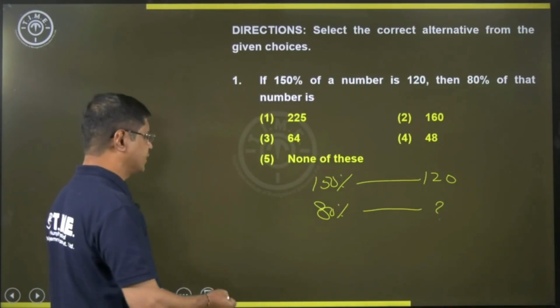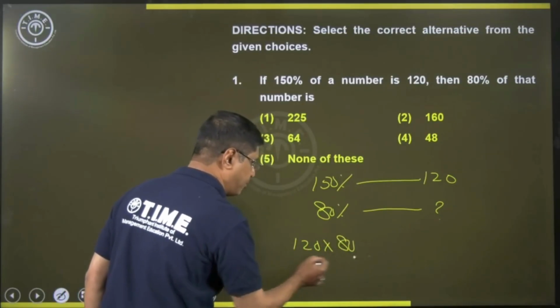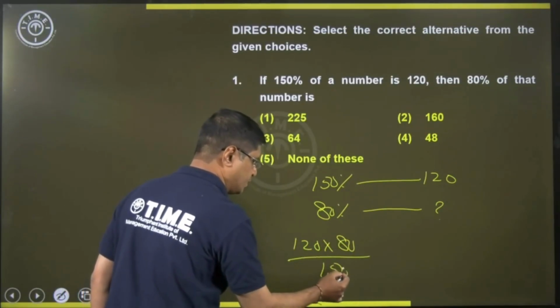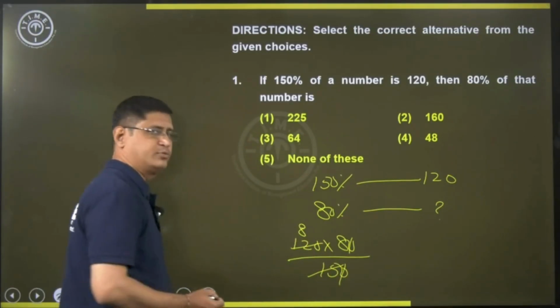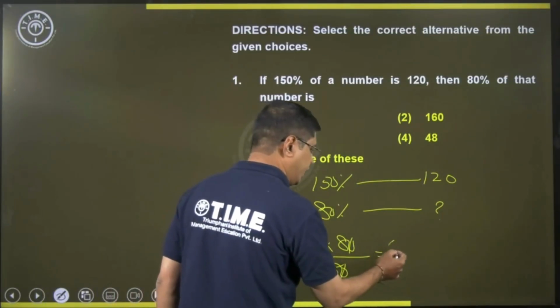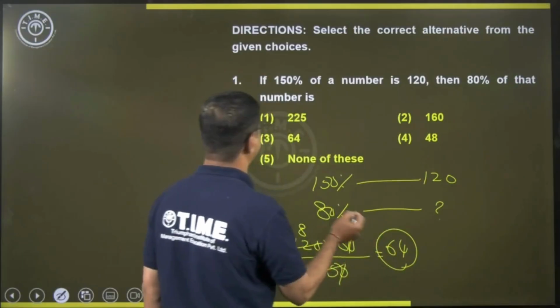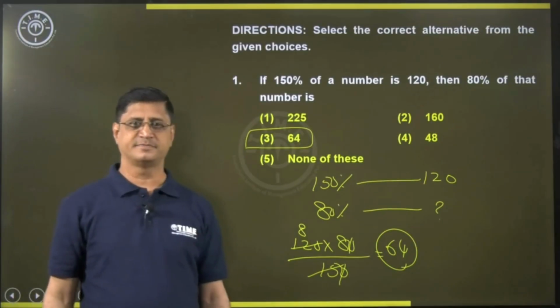By doing cross multiplication here, 120 into 80 by 150. 0 and 0 cancel. 15 goes exactly 8 times in 120. Then what is the result? 8 into 8, that is 64. Answer choice option 3. Third choice is the correct answer.